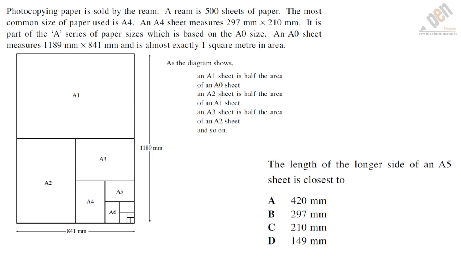Photocopying paper is sold by the ream. A ream is 500 sheets of paper. The most common size of paper used is A4. An A4 sheet measures 297mm by 210mm.